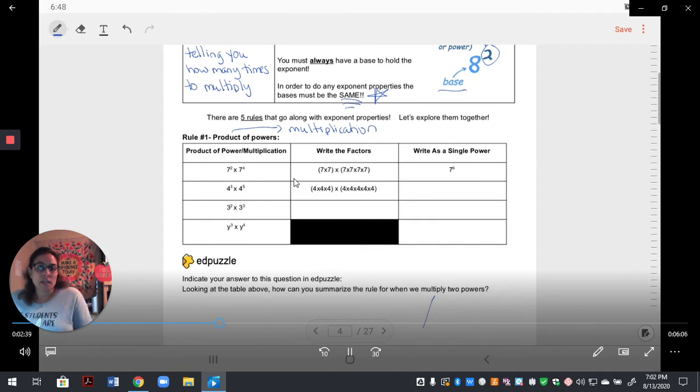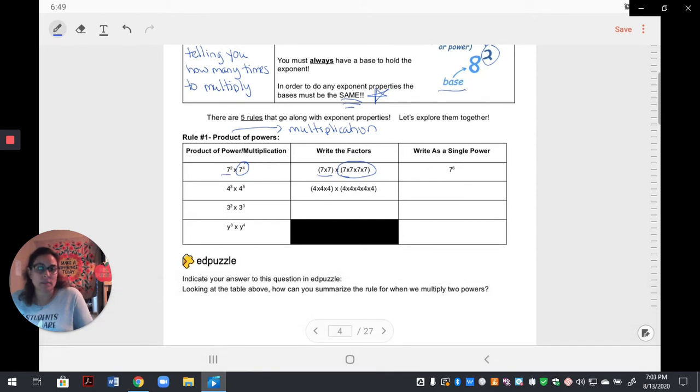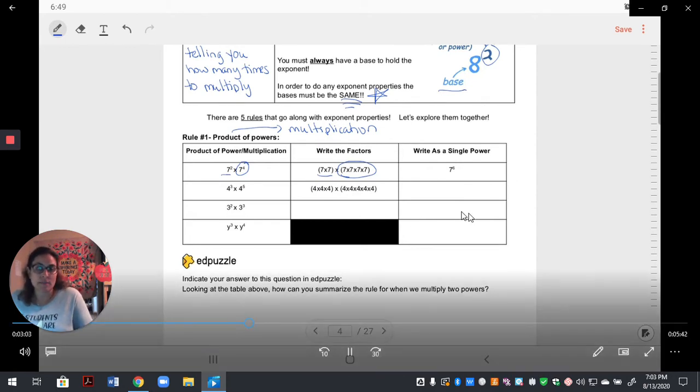You can see here that we have 7 squared, and we're multiplying it by 7 to the 4th. When you look at that 7 squared, that just means 7 times 7. It's multiplying twice, and then 7 to the 4th is 7 times 7 times 7 times 7, or 4 times. Count the number of 7s you have here: 1, 2, 3, 4, 5, 6. So that's 7 to the 6th power.